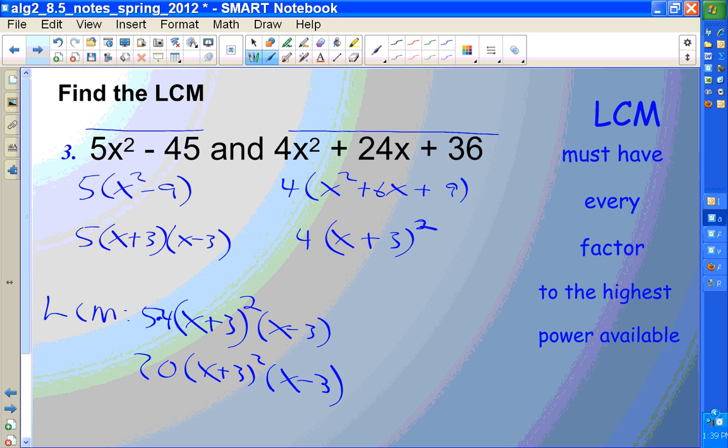That's why you can put an x plus 3 cubed, but it's not necessary. It's overkill. You only need the highest power available. So in the other case, if it was x minus 3 squared, it would just be x plus 3 and then x minus 3 squared, just to the highest power.